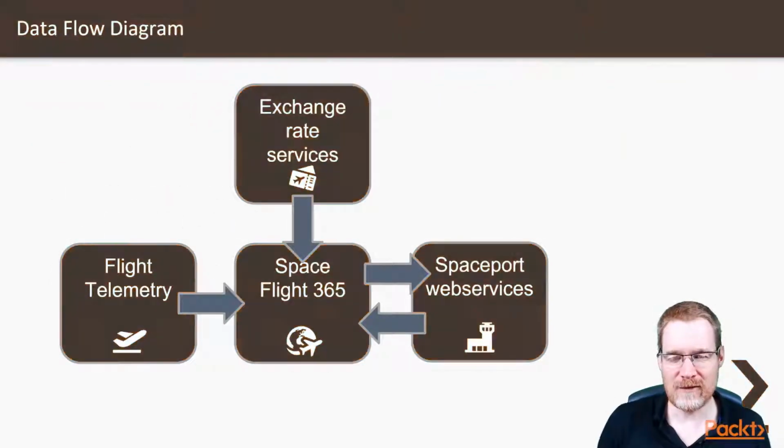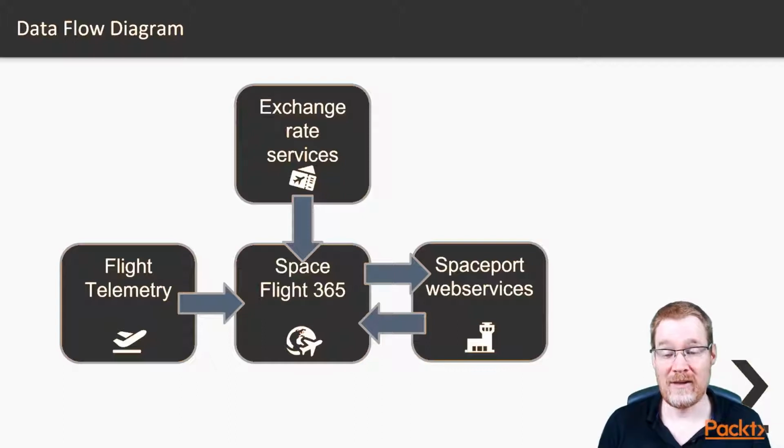So if we look at a data flow diagram of all of our different data sources, we can start to draw the logical flow. So this is nothing to do with the implementation. This is purely about saying there is some data that exists in our flight telemetry system that shows the longitude, latitude, altitude, and speed of our different spacecraft, and that data needs to be consumed in Spaceflight 365 so that we can show the current location.